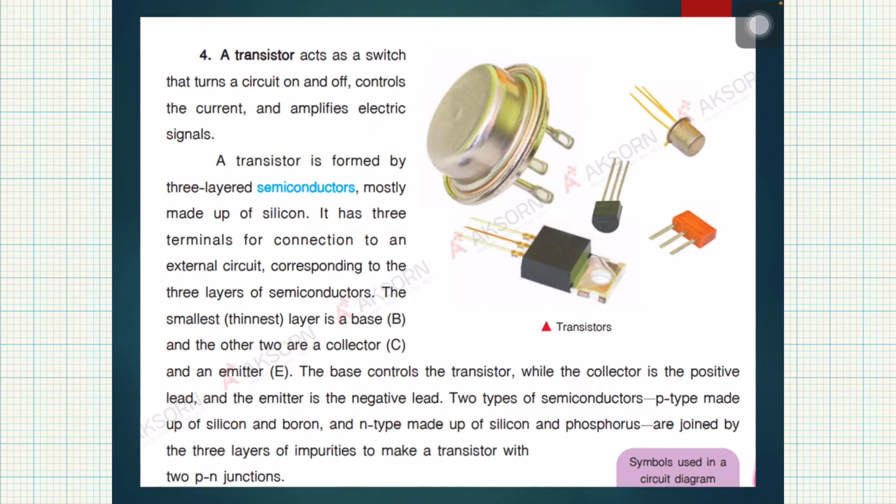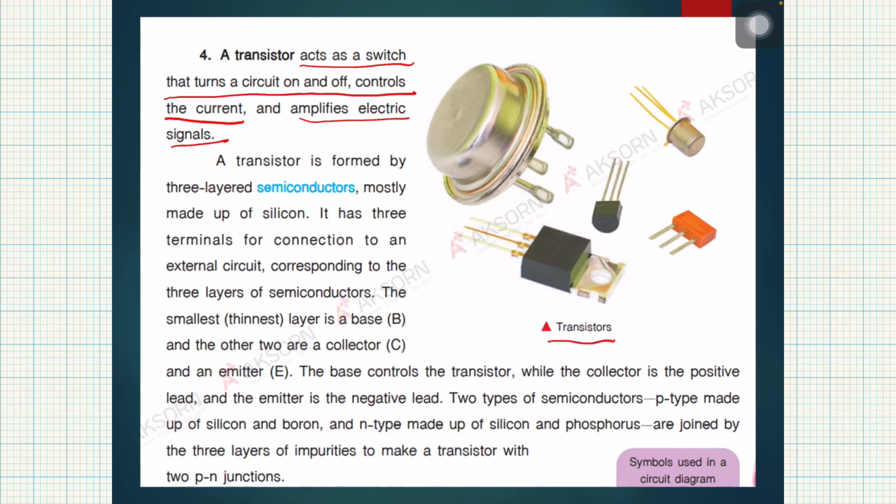Now we also have the fourth one here, which is a transistor. A transistor acts as a switch that turns a circuit on and off, controls the current, and amplifies electric signal. When you say amplify, I think it's magnify, or it makes bigger. Okay? Amplify. A transistor is formed by three-layer semiconductors, mostly made up of silicon. It has three terminals for connection, so it has three legs. Unlike the capacitor and the diode, they only have two legs.